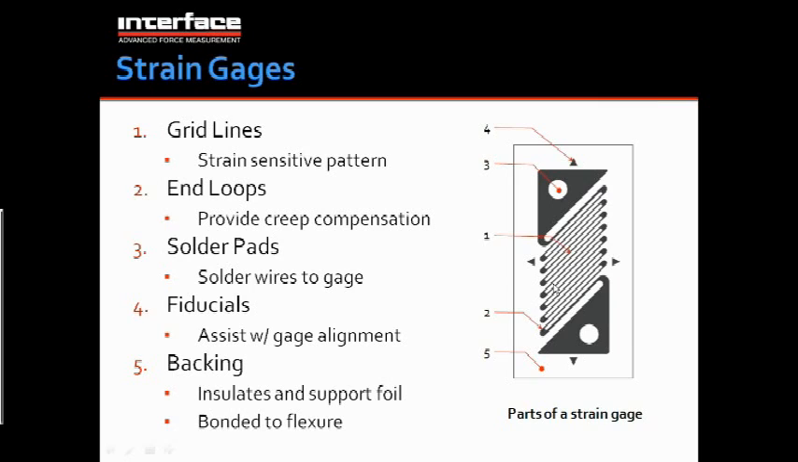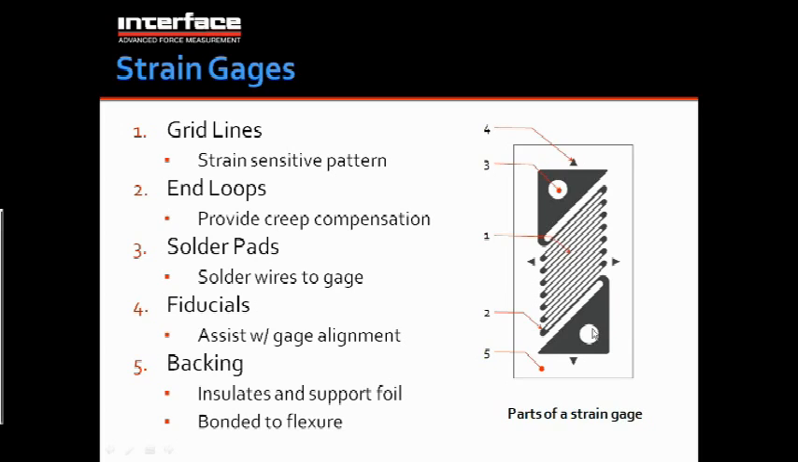Number two is pointing to the end loops on both ends of the pattern. The end loops are what provide the creep compensation feature of the strain gauge. This creep compensation is determined by the length of the end loops. Number three is the solder pads. And the solder pads provide the locations on a strain gauge where electrical connections can be made across the strain gauge.